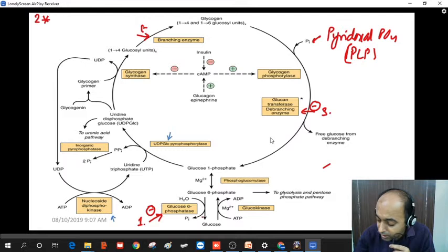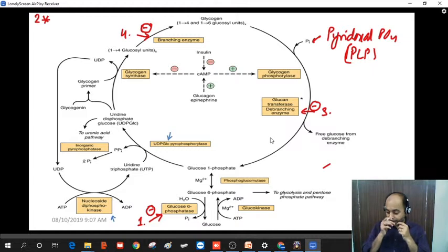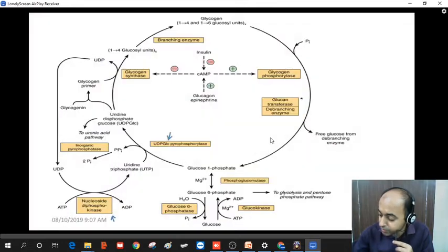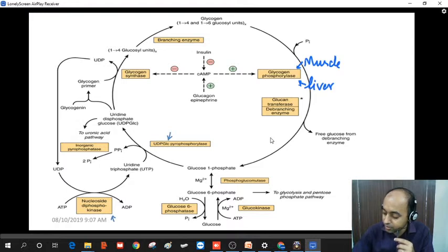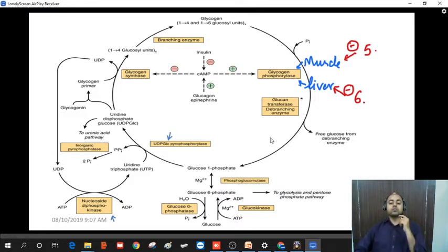In some individuals, the branching enzyme is missing. This is also known as Andersen's disease. Now, in some individuals, the muscle phosphorylase, and in some individuals the liver phosphorylase can be deficient. When the muscle phosphorylase is deficient, that's number 5. When the liver phosphorylase is deficient, that's number 6. Glycogen storage disorder number 5, number 6.